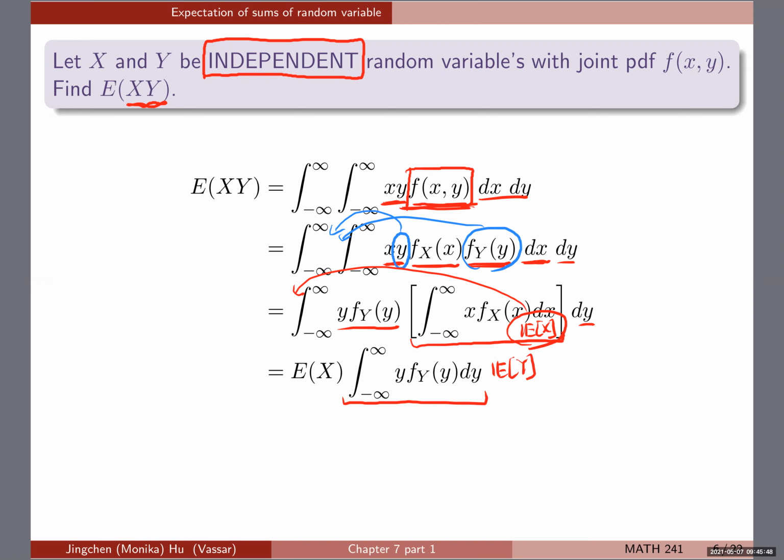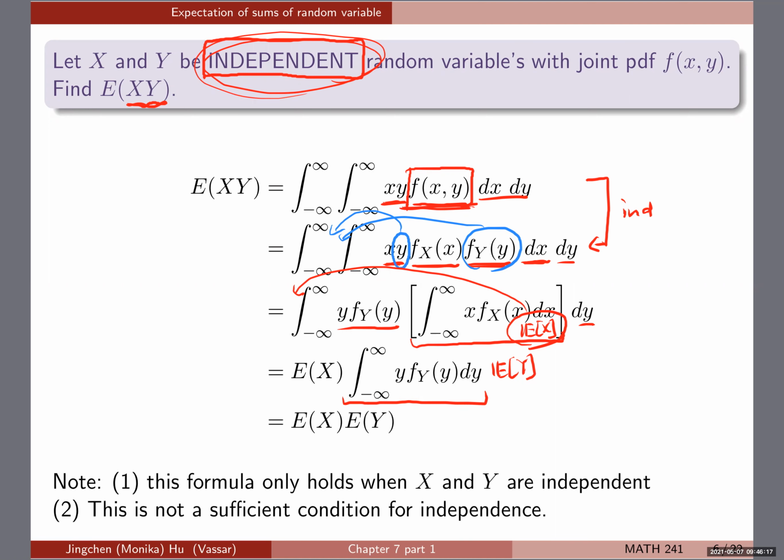So that's why finally, if x and y are independent, notice that it's very important to have this condition, because if they're not independent, we cannot even go from here to here, okay? This line 1 to line 2 is due to independence, okay? And so what this result is telling us is that if x and y are independent and you have their joint PDF, then the expectation of the product is the product of the expectation, okay?